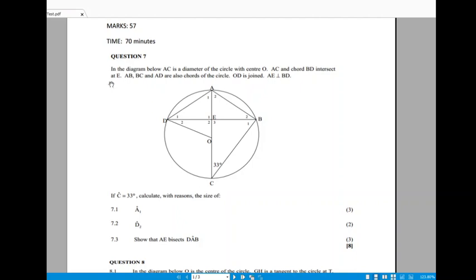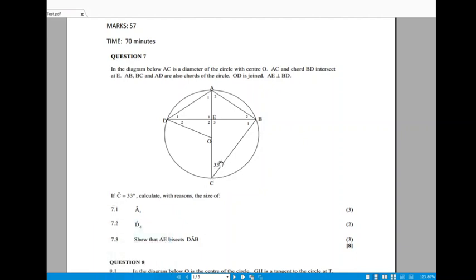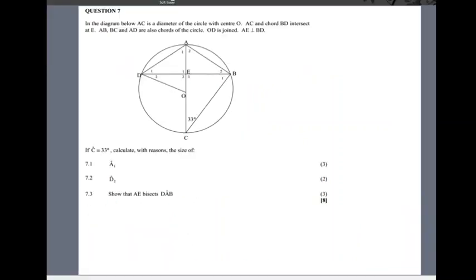We'll start with question 7, but in the diagram below, AC is a diameter of the circle with center O. AC and chord BD intersected E. As we can see, AC and BD intersected E, right? Then but AB, BC and AD are also chords of the circle. OD is joined. AE is perpendicular to BD, right? And C is 33 degrees, and then they want us to calculate A1 with reasons, right?